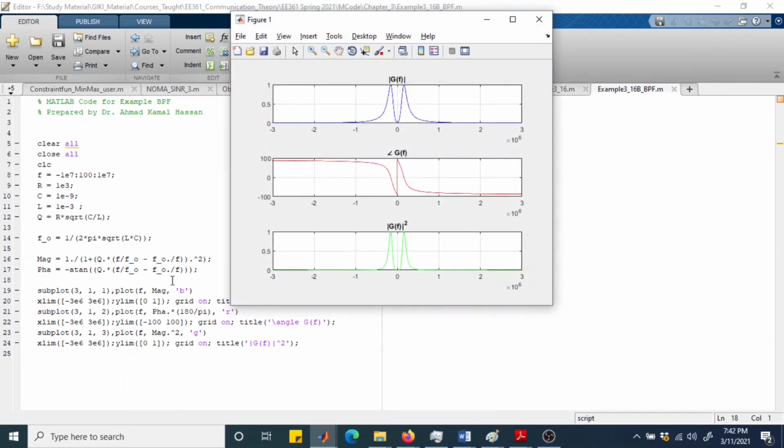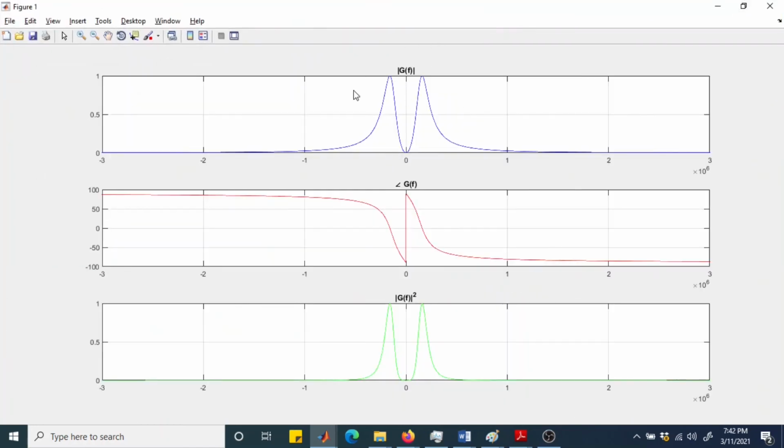So we have these plots: the magnitude plot, the phase plot, and the magnitude square plot. Note that the magnitude square plot also defines how much power is available at a given frequency. So if you integrate this function from 0 to infinity, and then multiply that by 2 because this is an even function, you are also covering this portion, right? So you will find the total energy or power of the signal.